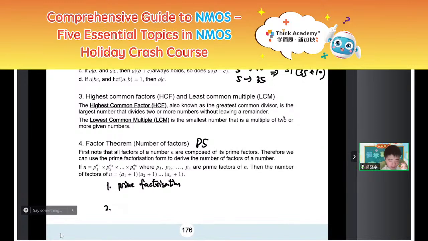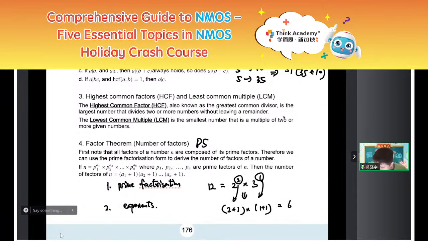And the second step is we look at the exponents, and then we add 1 to the exponents and multiply them together. For example, 12 is 2 squared times 3, so the number of factors will just be the exponent 2 plus 1 times the exponent 1 plus 1. So that'll be 6. Okay?